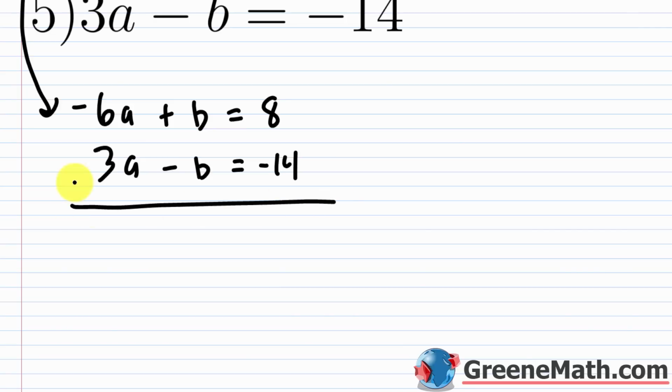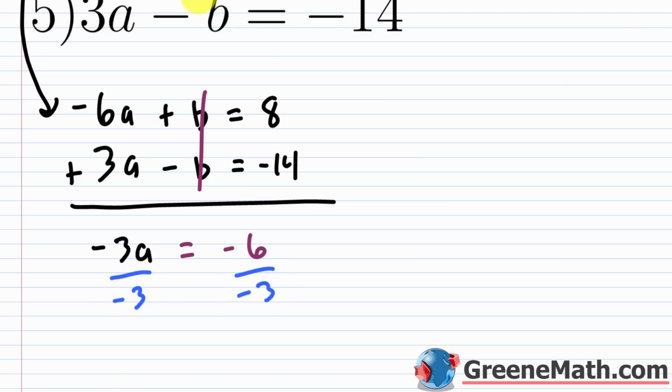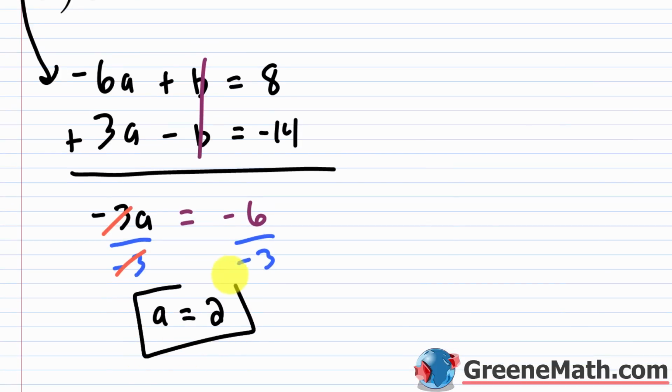And let's just go through here and add. So -6a plus 3a, that's going to give me -3a. Then we have plus b and minus b, so that's going to go away. And this would be equal to 8 minus 14. That's going to be -6. So now we're going to divide both sides of the equation by negative 3. So this right here is going to give me a is equal to negative 6 over negative 3, that is 2. So a is equal to 2.